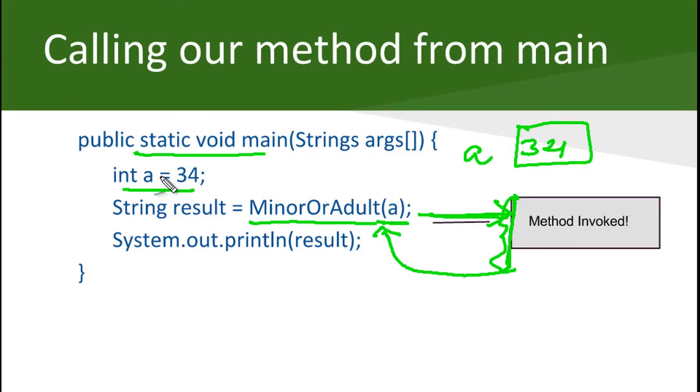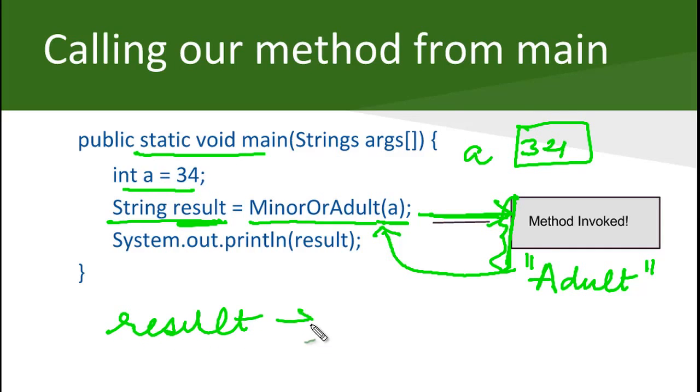So the method will return a string. If you're passing 34 as the age, it will return the string adult, and this string will come here and it will be stored in our local variable result. So we got a string in return, adult, and that will be stored. This reference variable result will be pointing to that string, and we can just print out the result.